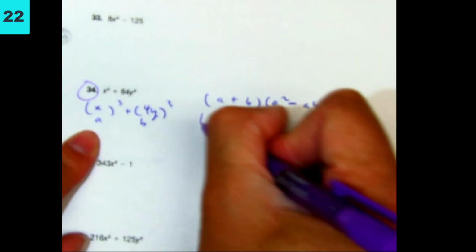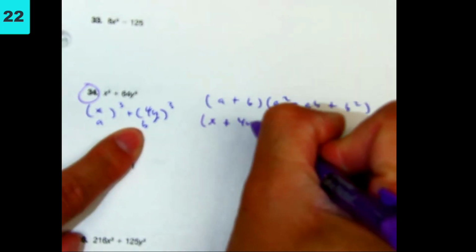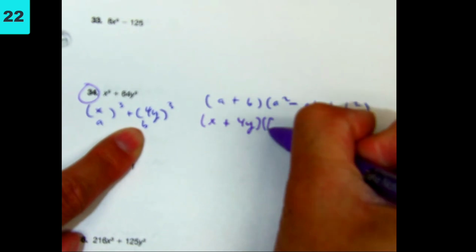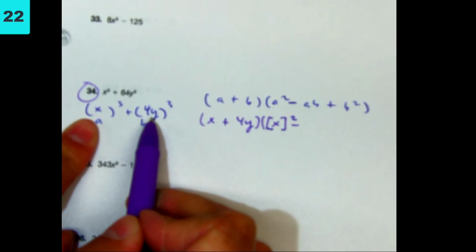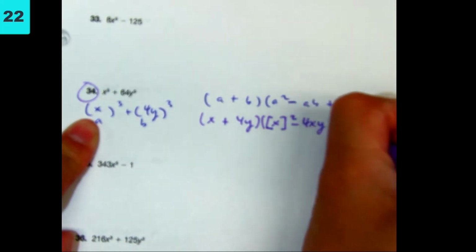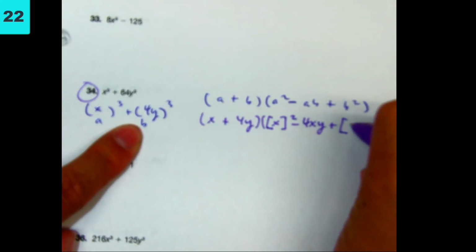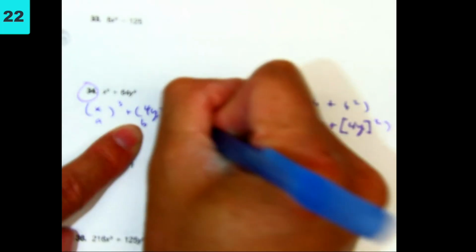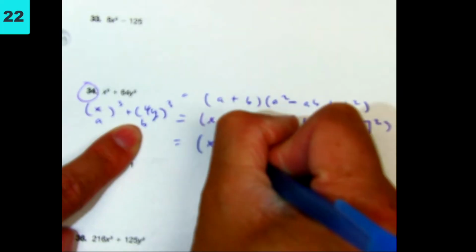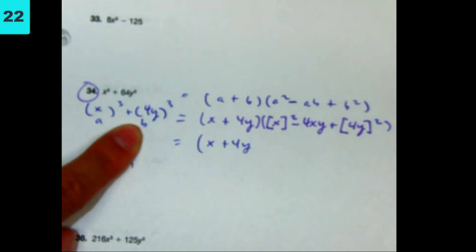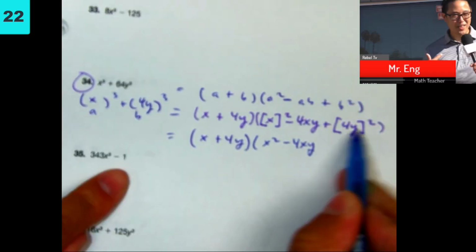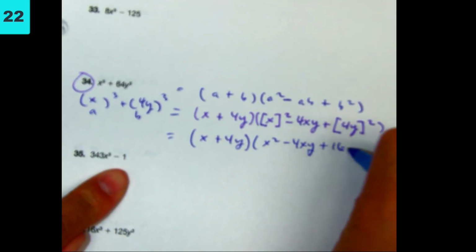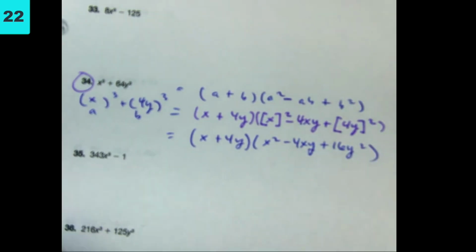I'm going to do my substitution. x plus 4y. Now pay attention here. This one is x squared, minus a times b is 4xy. And your b value is going to be 4y squared. So if you simplify that, I have x plus 4y, x squared minus 4xy, and then this one's going to be 16y squared. Raise your hand if you got that.